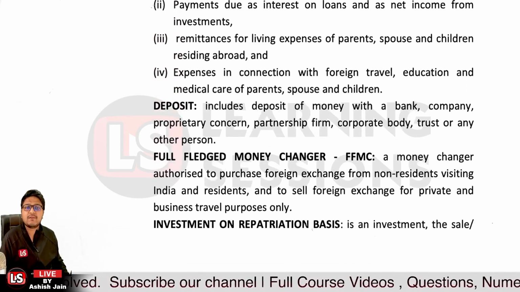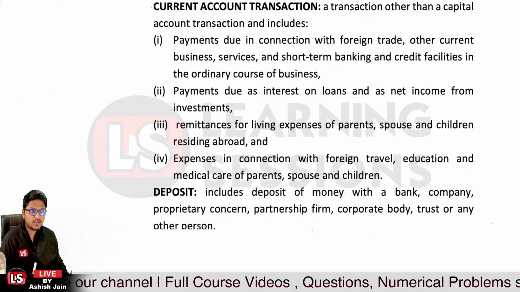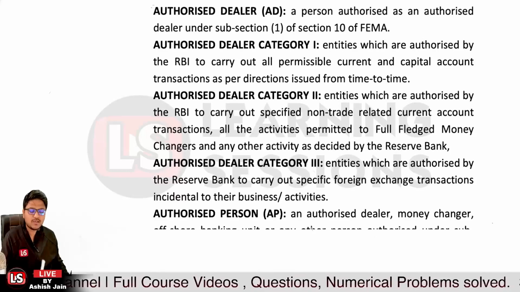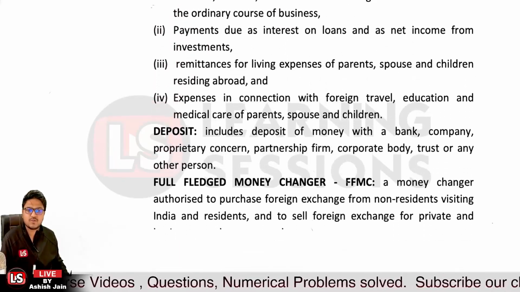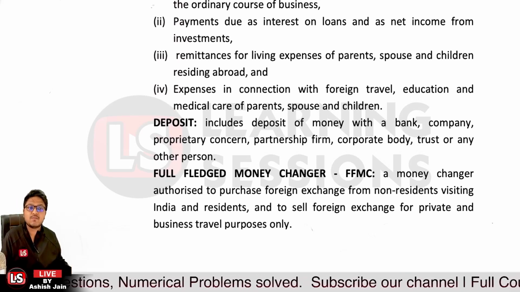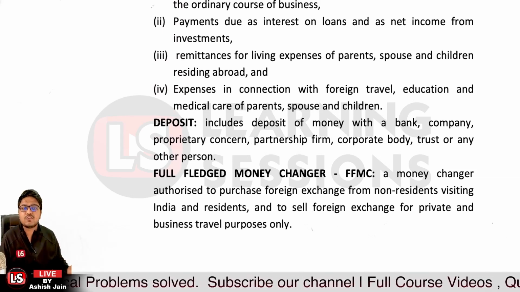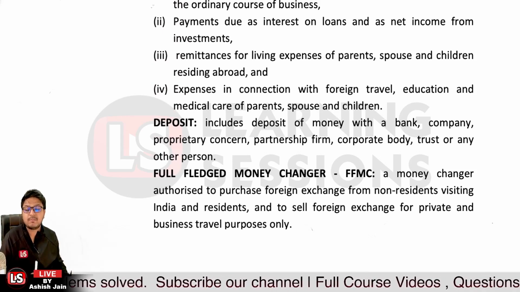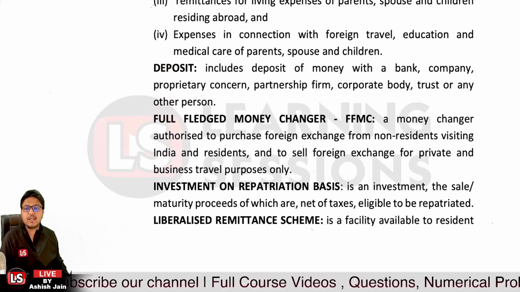Then it is the case of the FFMC, like I've already told you, the authorized dealer category 2. Those are the FFMC persons. It's a money changer who is authorized to purchase foreign exchange from non-residents visiting India and from residents, and to sell foreign exchange for private and business travel purposes only. That's a full-fledged money changer.